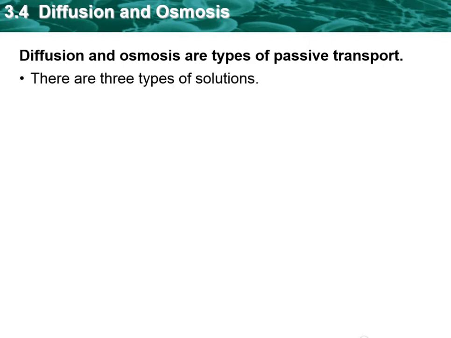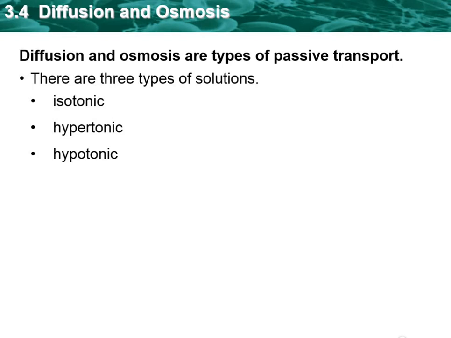So there are three types of solutions when we're talking about diffusion and osmosis. The water molecules always want to be balanced. So there are different types of solutions out there. You have isotonic, hypertonic, and hypotonic. Isotonic is going to be equal. There's going to be an equal amount of water on both sides.